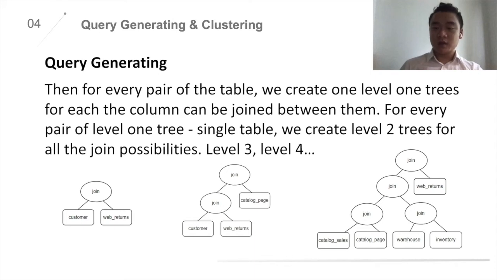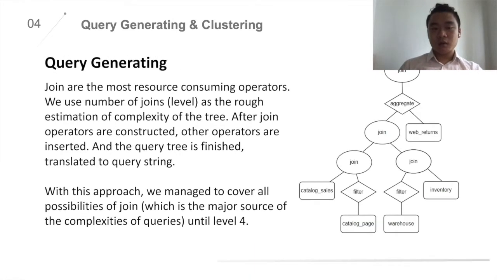We create join trees up to level 3 and level 4. The reason we choose join as the level indicator is that joins are the most resource-consuming operators in queries. After join operators are constructed, other operators can be inserted. And after the query tree is fully built, we can translate it into a query string.